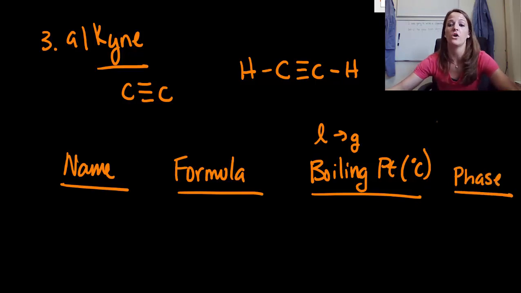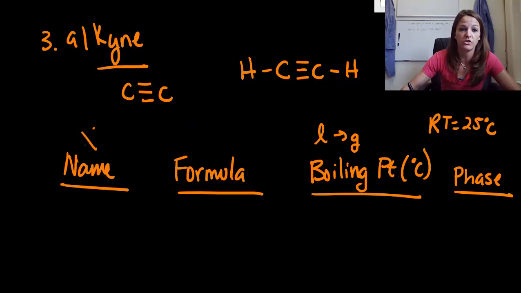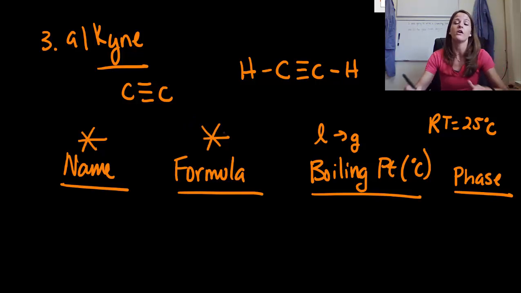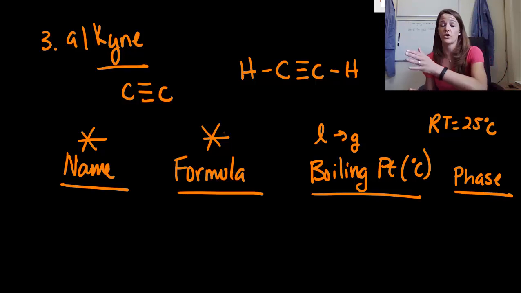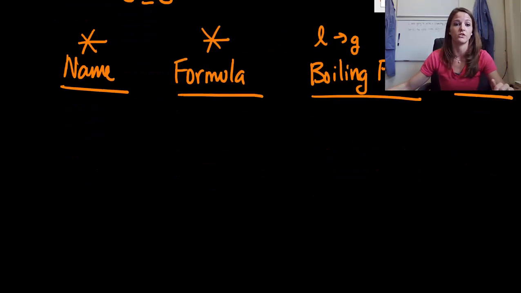The thing we need to know most importantly here is that room temperature is 25 degrees Celsius. So if something boils at a temperature below 25 degrees Celsius, it's going to be in the gaseous phase at room temperature. If something boils above 25 degrees Celsius, it's going to be in the liquid phase at room temperature. I only expect you to memorize the name and formula. From the formula, you already know how to go to the structure. So I expect you to know name, formula, and structure, but I'm not going to draw out structures here because you already know how to do that.